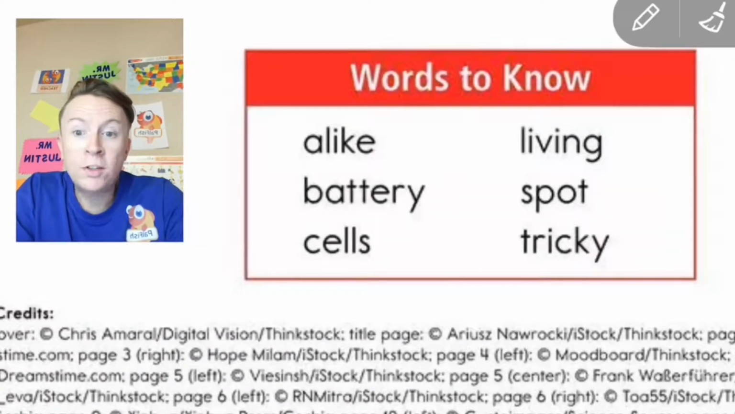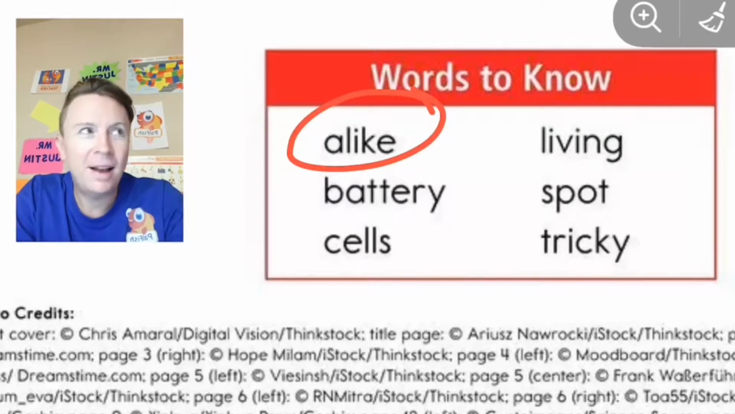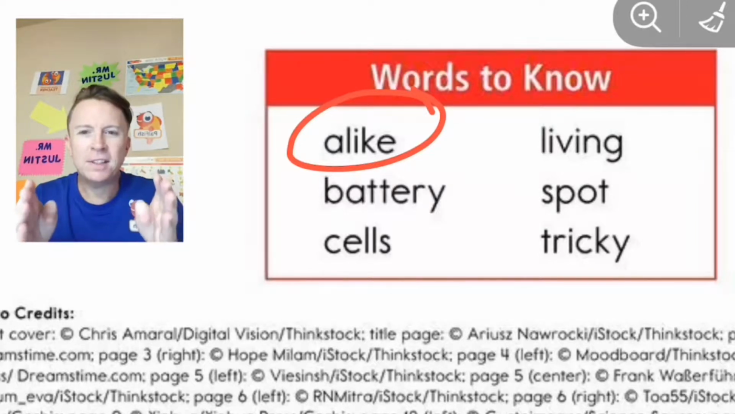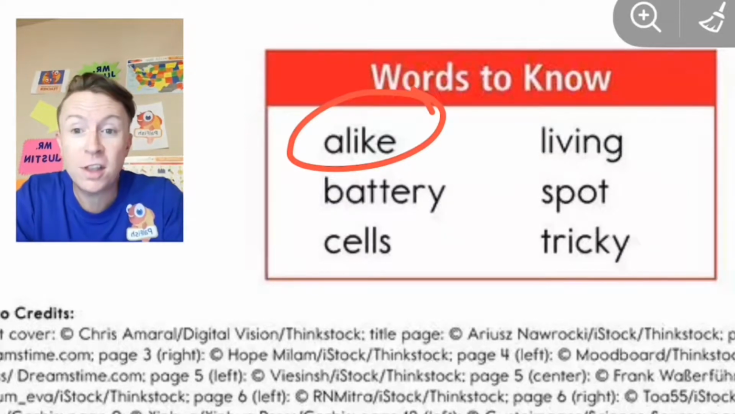Okay, some words to know in reading this book. Every book is going to have some language that is particular to that topic. And to understand all of this book, we need to know these words. So we have words like alike. Alike means when two things have similar qualities, similar things that are the same on two different things.